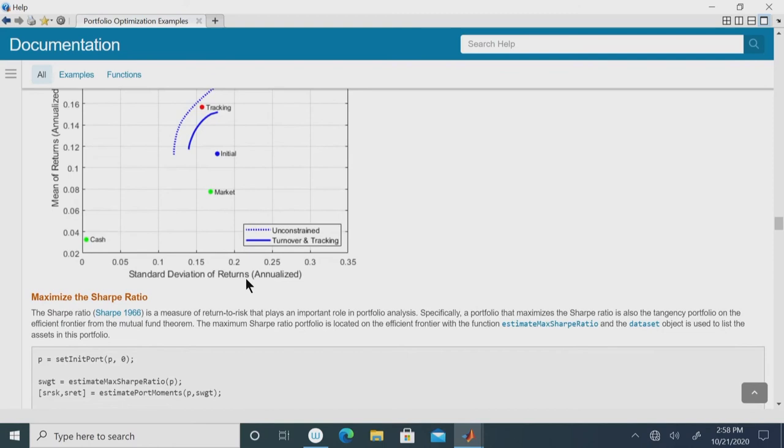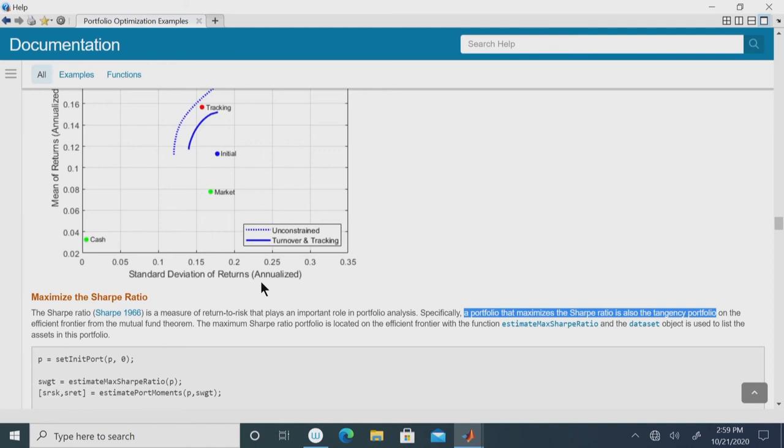Okay, so now the next thing that we want to look at is what is known as the maximization of the Sharpe ratio. So, remember that the Sharpe ratio is a critical measure of portfolio performance analysis, and it is given by the return to risk. So, it is the excess return to risk, and particularly we are interested in a portfolio that maximizes the Sharpe ratio, and it turns out that this is the tangency portfolio that we had discussed in the class.